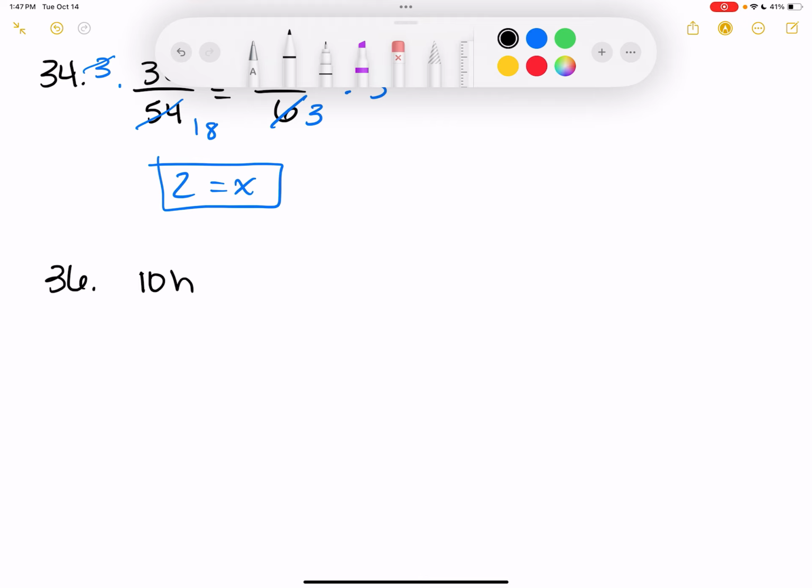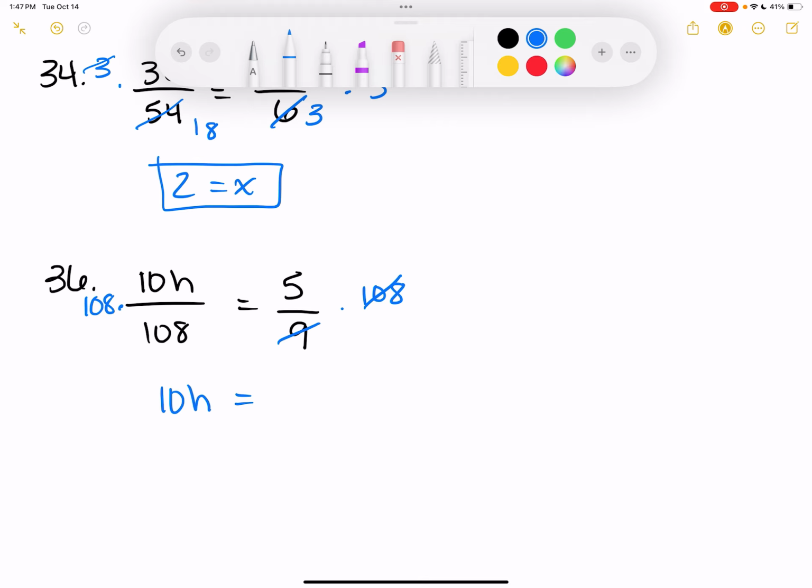36. 10h divided by 108 is equal to 5 over 9. Now, on this one, I personally probably would not reduce this one first. I mean, you can, but it's really not going to make it any easier if I do. The last one, it made it easier. But I'm going to multiply this one by 108. So I have 10h is equal to 9 goes into 108 how many times?